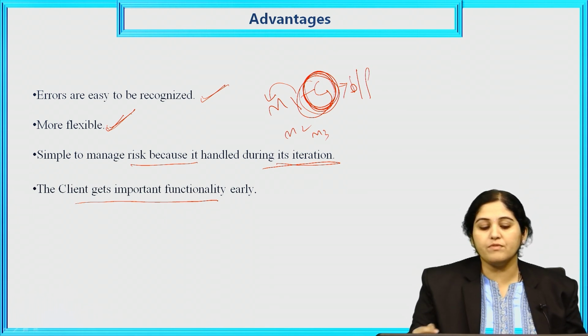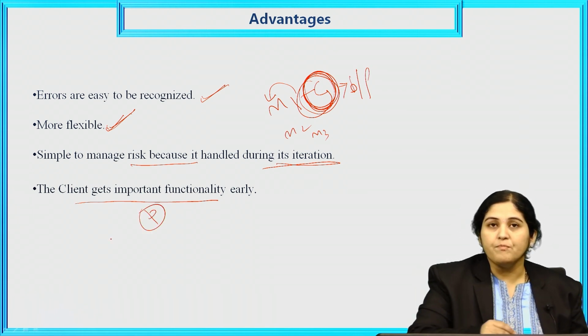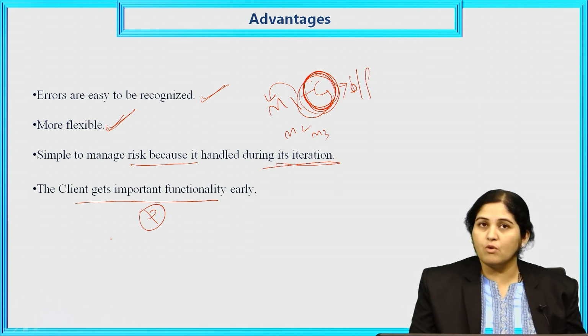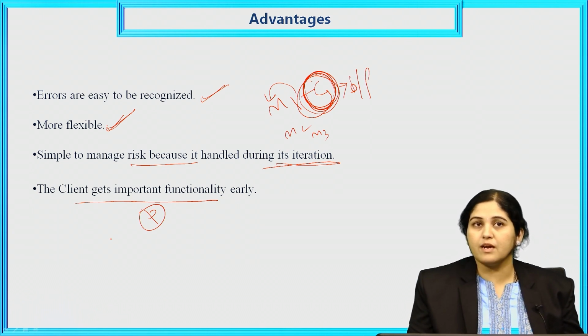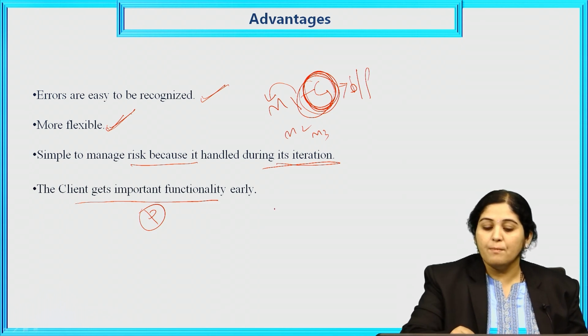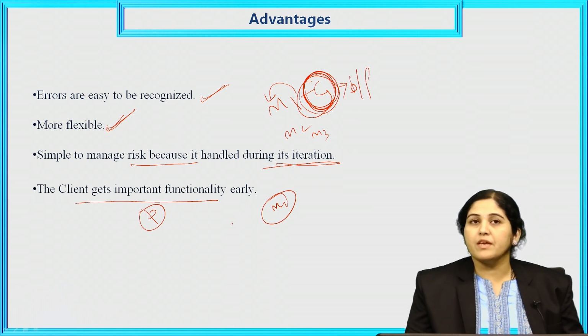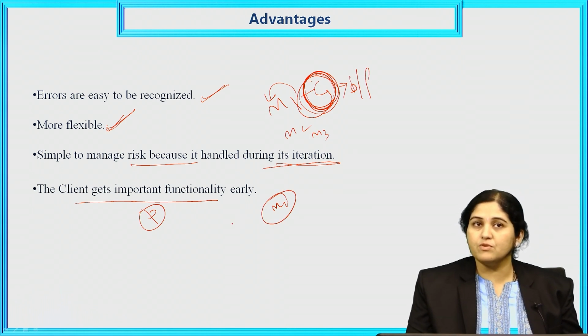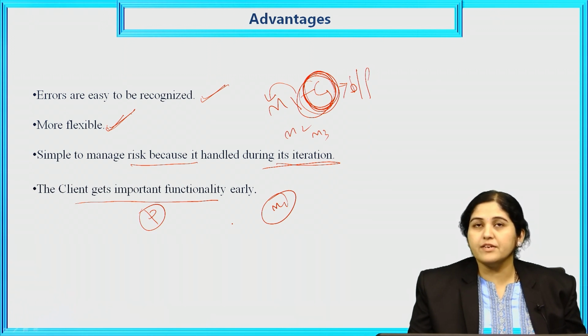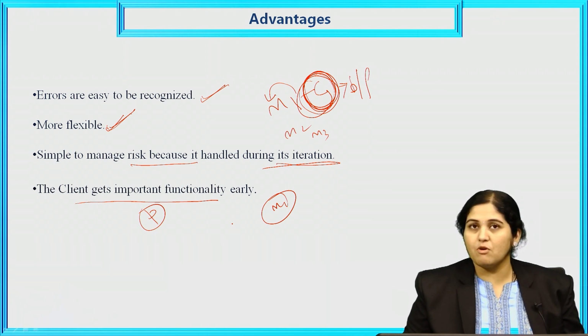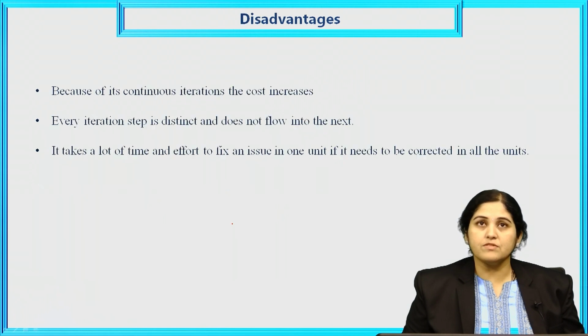This is what we call priority. Whichever thing the customer gives more priority, that is what the company is going to deliver first, as much as possible, because priority matters more here. So that is done by using the incremental process model. So these are some advantages of the incremental process model. Next we are going to see what the disadvantages are.